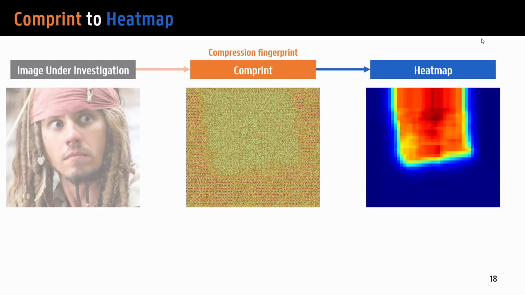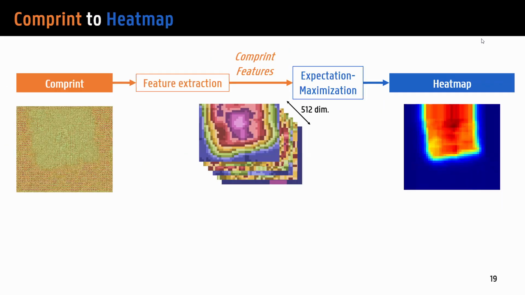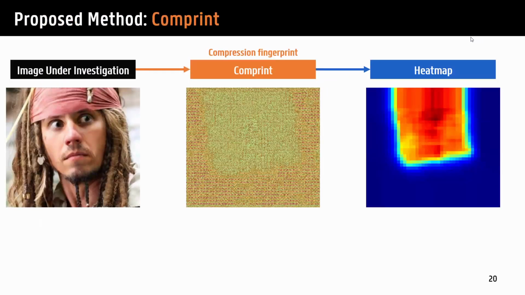Now the second step, how do we get a Comprint into a heat map? This is done using the SpliceBuster algorithm, which is the same algorithm also used in the NoisePrint method. And what we do here is from a Comprint, we do feature extraction. We get a bunch of different features out of there. And on those features, we apply expectation maximization to cluster the Comprint into 2 regions, regions that probably underwent different compression. So we get the Comprint as a full method.